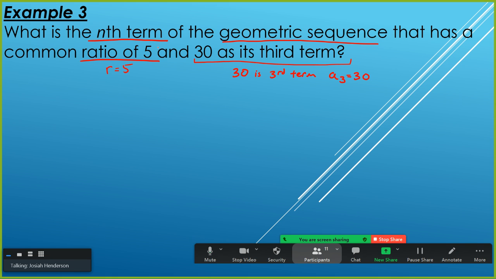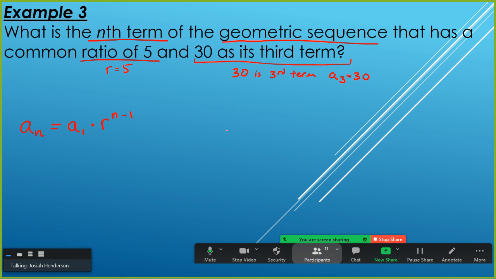Okay. Now they're asking a different kind of question, and they're giving us kind of different information than normal. Normally, we would want to have the first term. They're not telling us that. What is the nth term? They're asking us what is the formula essentially. What is a sub n, the nth term? So here's what we need. We need a sub 1 and we need r. They gave us r, so that's good. So we need to find a sub 1, the first term, and they're telling us the third term in the list. So let's see if we can figure this out.